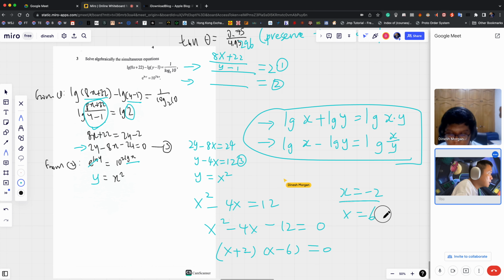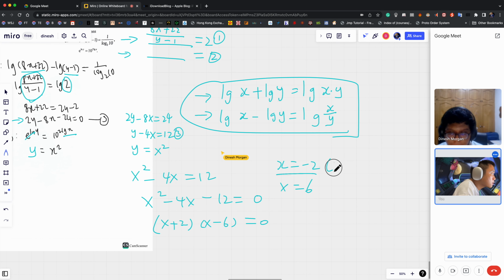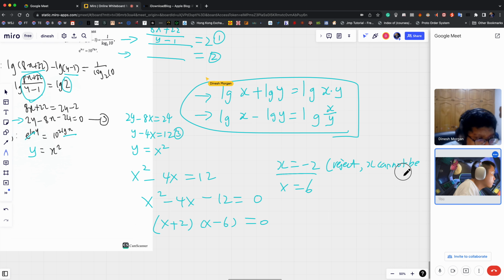Okay, make sense? And from there find x or y. So you reject, substitute x, because x cannot be negative. So y is equal to 6 squared, which is 36. Okay, good, done.